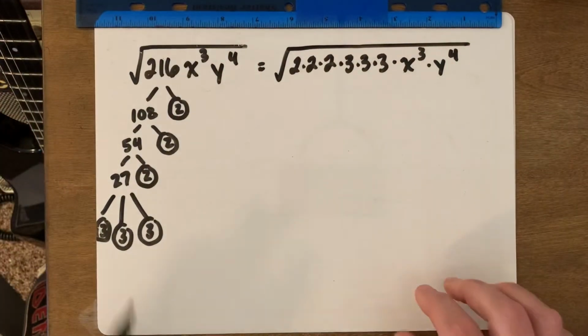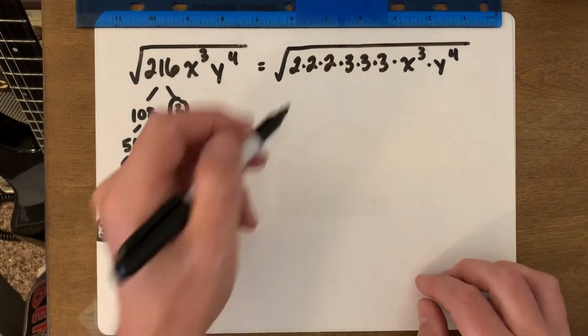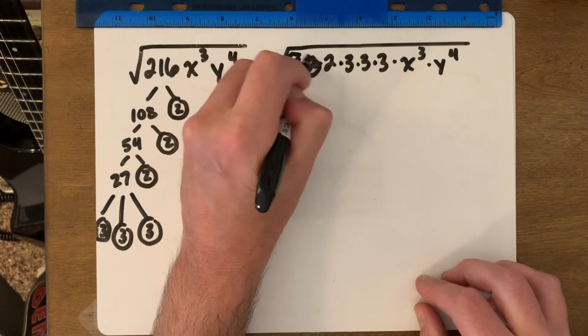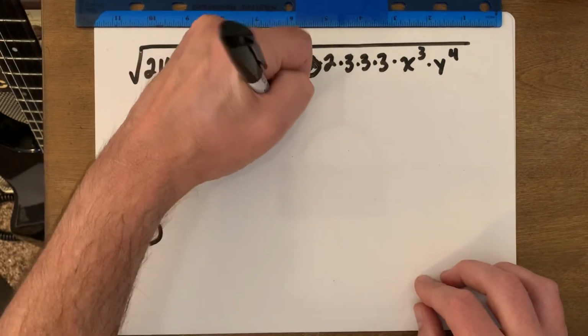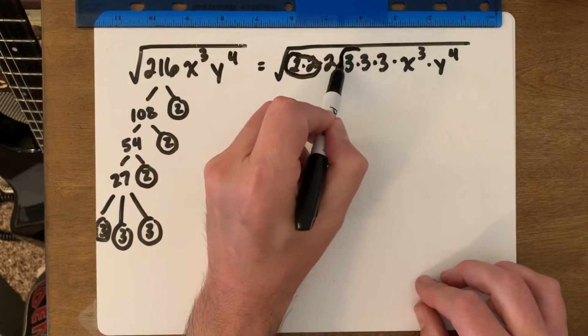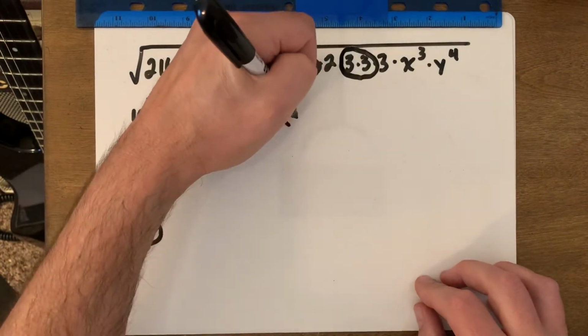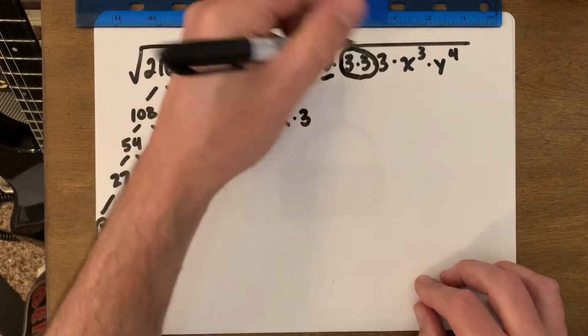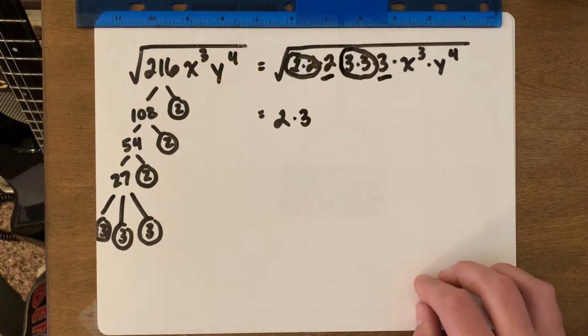All right, it's a square root, so I want pairs. So I got a pair of 2's, so I got a single 2 that's coming out. I got a pair of 3's, so I have a 3 that's coming out. So that 2's left in, that 3's left in, right?